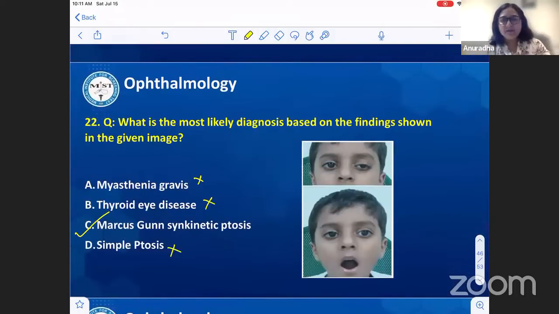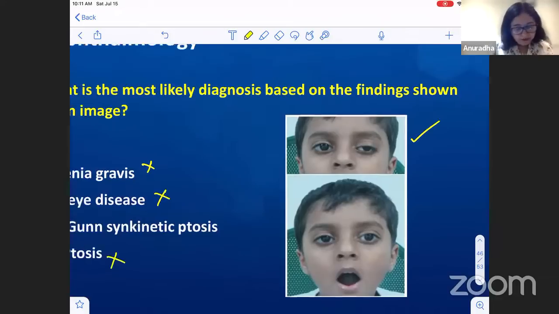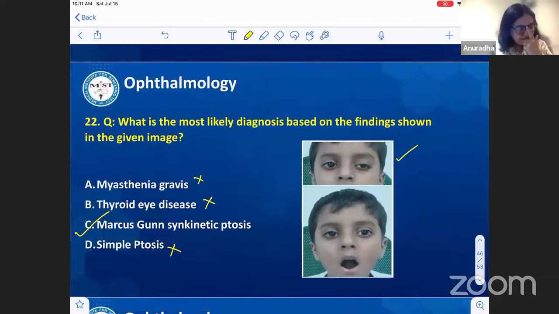Myasthenia gravis, Marcus Gunn, or a simple image test of ptosis can be given. When the lid is covering more than the upper 2 millimeters of the cornea when drooped, your diagnosis is ptosis. Thyroid disease is mostly in adults, but thyroid is never causing ptosis.